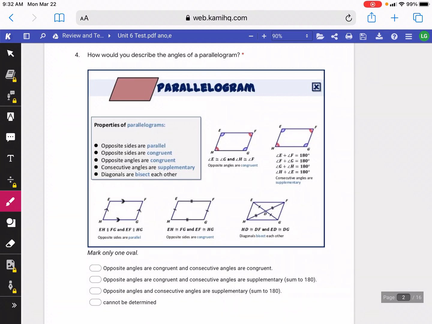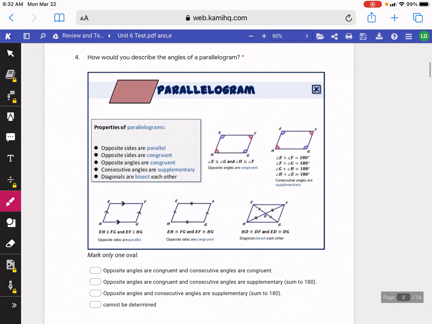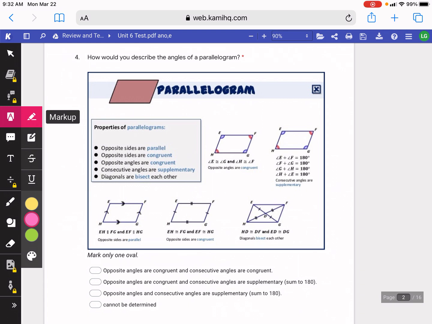In this video, we will be going over the solutions to the Unit 6 test. So the first question in the Unit 6 test was asking us to describe the angles of parallelograms. And here I did give you the description of all the properties of parallelograms just to help you. You could have looked through here to find your answer.